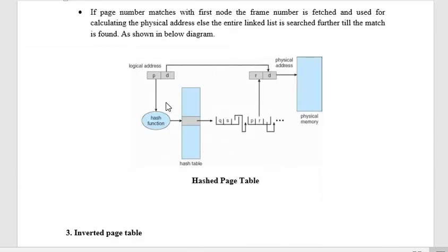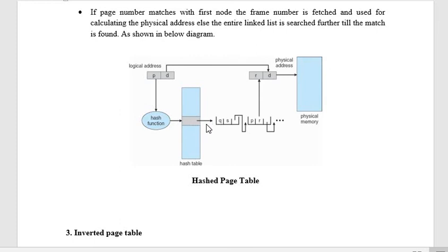So when you fetch the page number and apply the hash function on it, it generates some hash value and stores that into the hash table. Now you need to compare this hash value with the page numbers in the linked list it is pointing to.